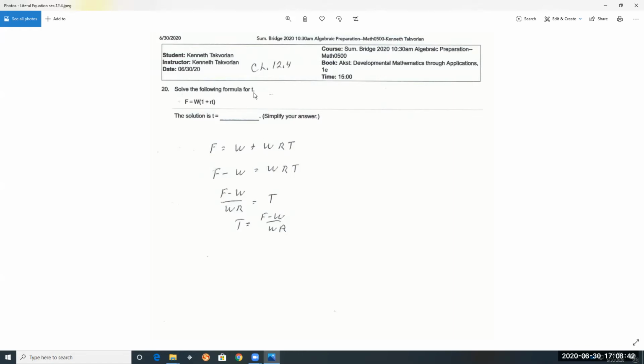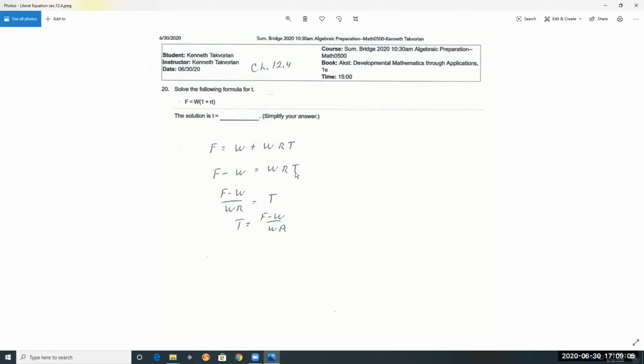Note the variable that we're looking for. It is T. That means the other letters in the equation act as if they were numbers. So if they were numbers, how would you solve this particular equation? I would move the term that doesn't contain the unknown to the other side. So it's F minus W equals WRT.